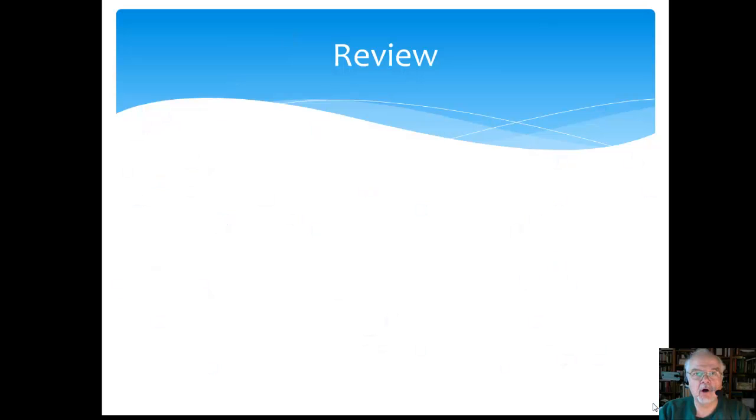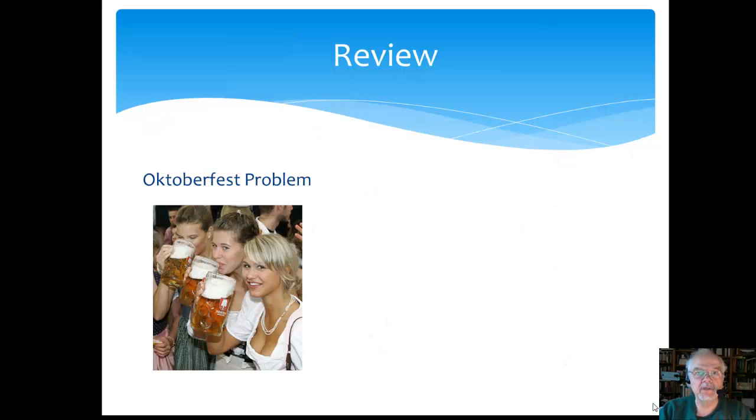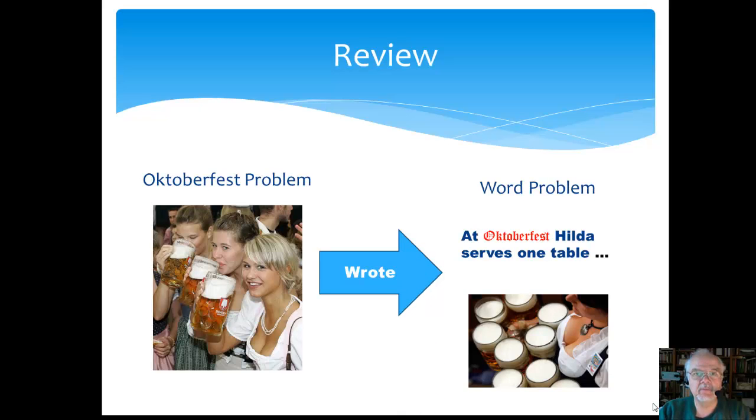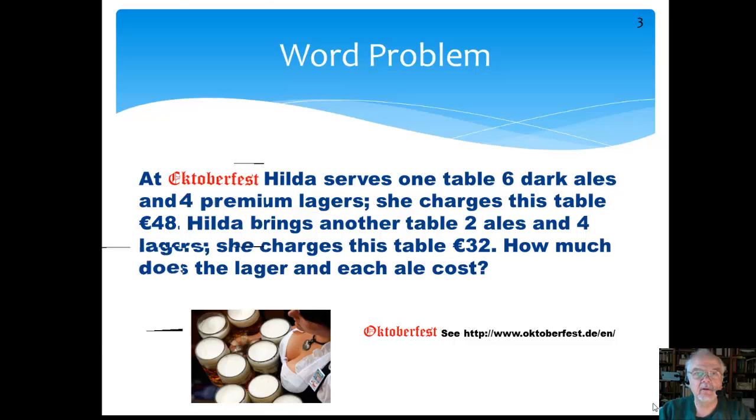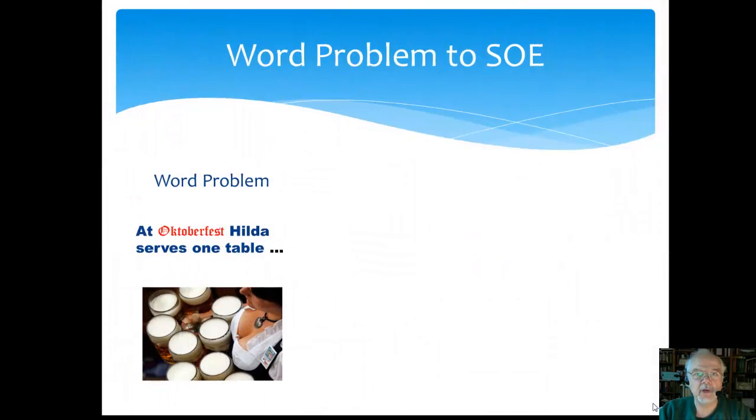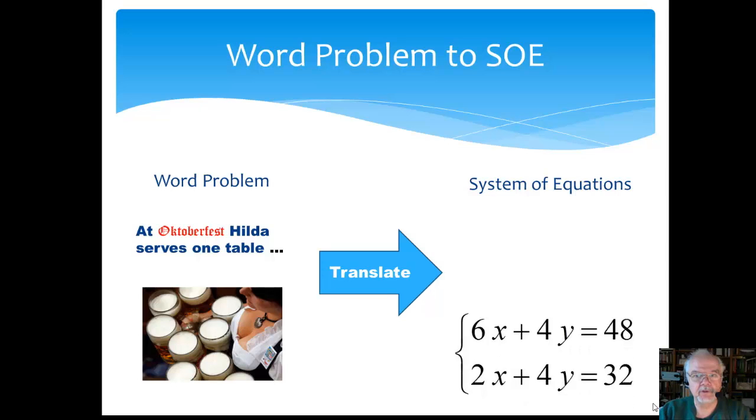Today we're going to talk about solving systems of linear equations by substitution. Now, as you recall, we started out with a problem. We went to Germany for Oktoberfest, but unfortunately we didn't know what the price of ale or the price of lager was. So we wrote this up as a word problem, and then we were able to translate it into a system of linear equations, two equations and two unknowns.